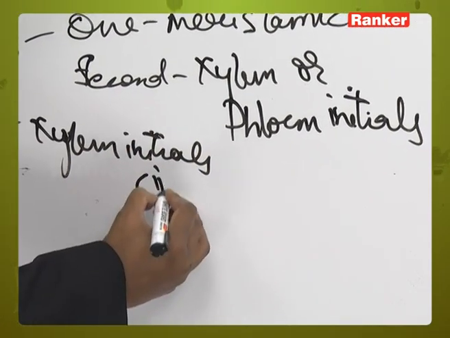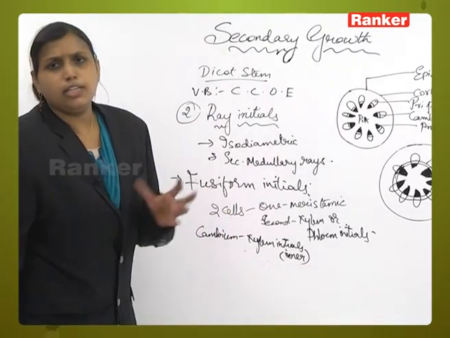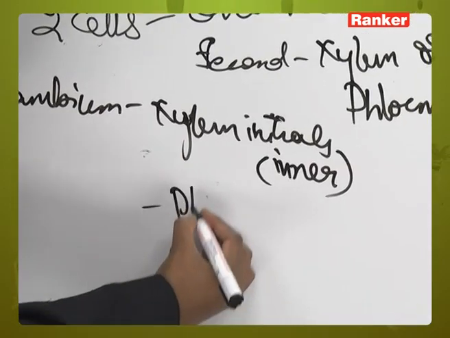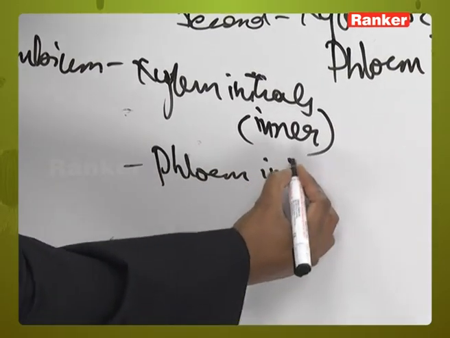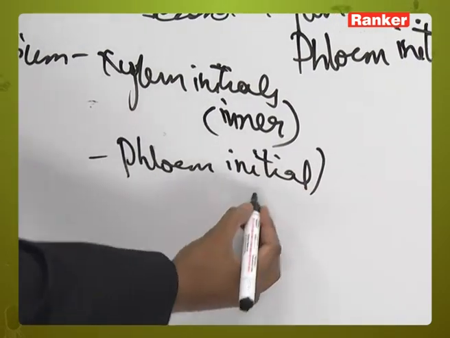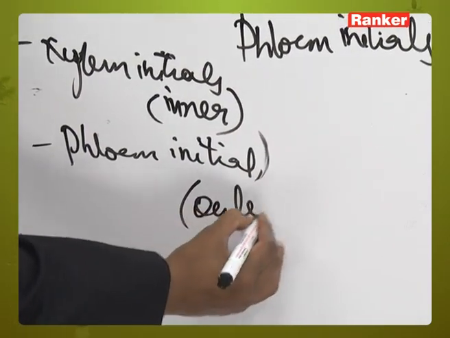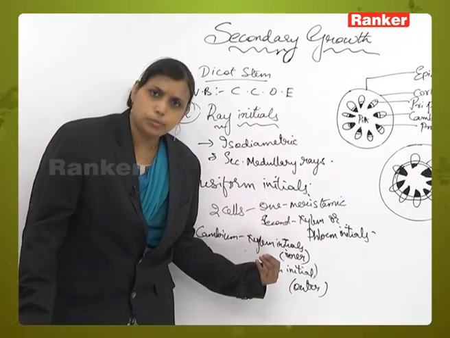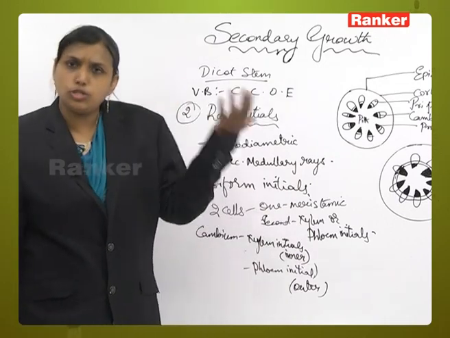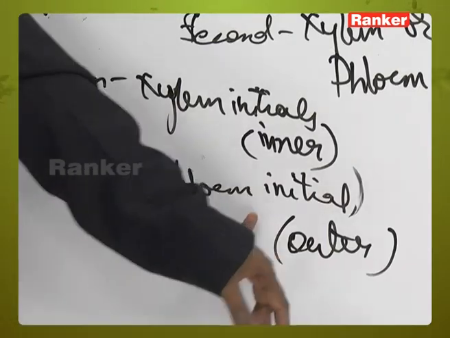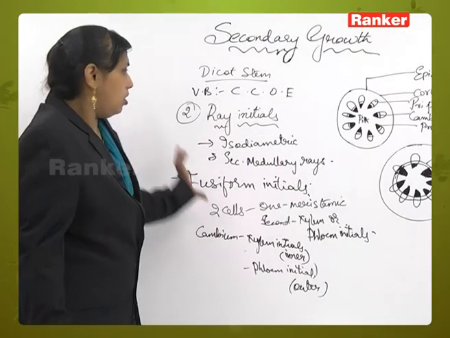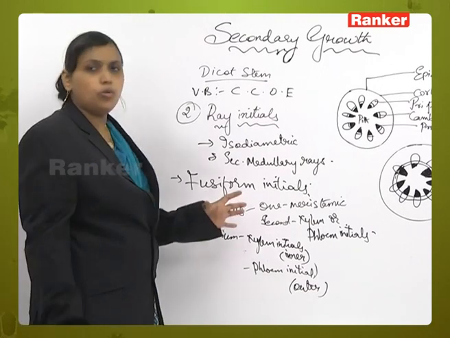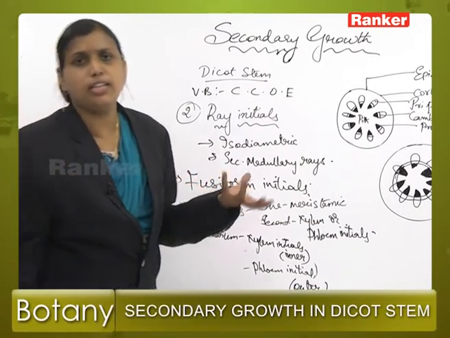and it will be towards the inner side, and if the meristematic tissue is considered as the inner layer, then the second initial will be the phloem initial, and this will be outer. When the meristematic tissue is towards the outer side, it will lead to the formation of xylem initials. When the meristematic tissue is towards the inner side, then it will lead to the formation of the phloem initials. Okay, here during this cambial division, more secondary xylem is produced than secondary phloem.